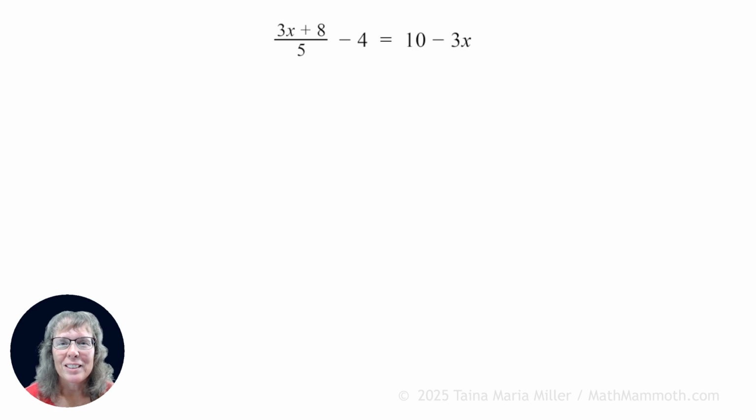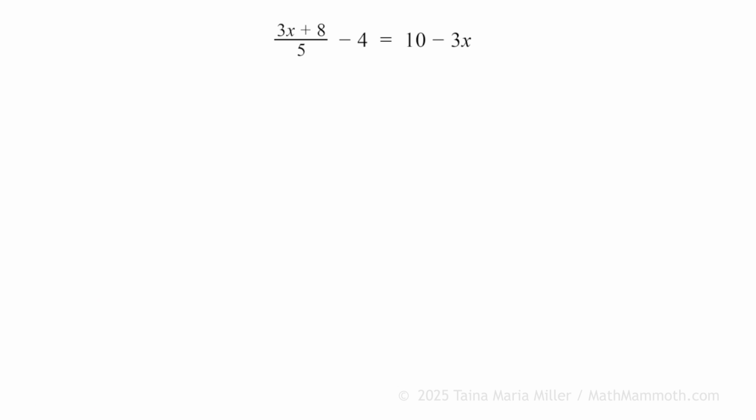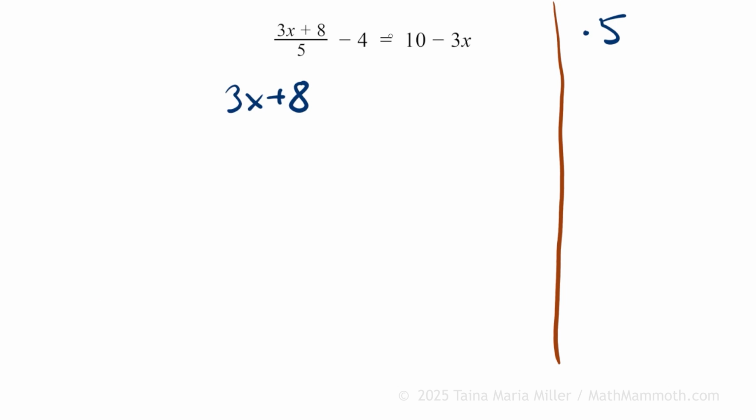Here's another one. Try it on your own first. I see 5 in the denominator, so I'm going to multiply by 5 to start. So what do we get? 5 times this. The 5s will cancel, so it only leaves 3x plus 8. This term also needs multiplied by 5. You can imagine if there had been parentheses around this whole thing and it was 5 times that. So we would have multiplied 5 times this and 5 times that. Same here. Each term gets multiplied by 5.